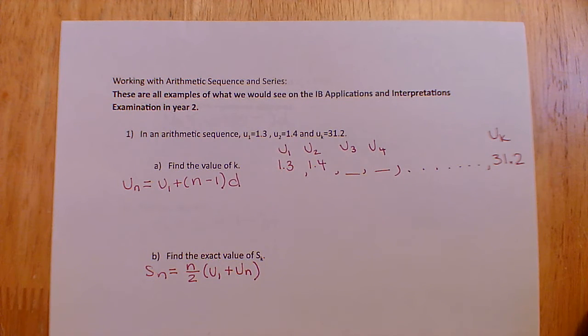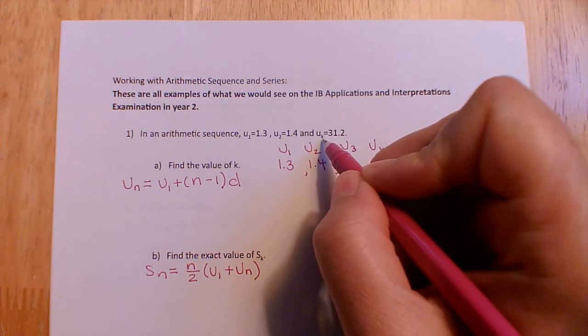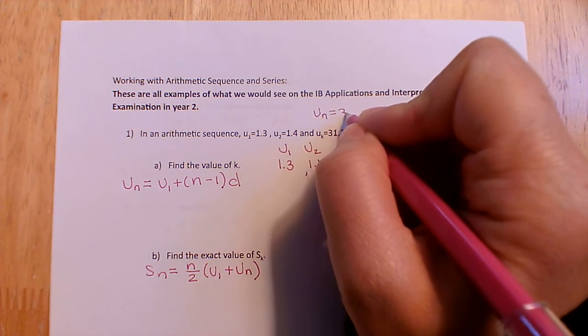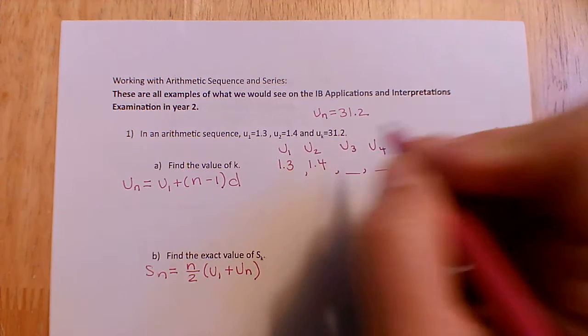So let's go. Number 1, in an arithmetic sequence, u sub 1 equals 1.3, u sub 2 equals 1.4, and u sub k equals 31.2. Part A asks us to find the value of k. Now I want you to remember, before we even start this problem, that k really takes on the letter n. So instead of saying u sub k here, what they really mean is u sub n equals 31.2.